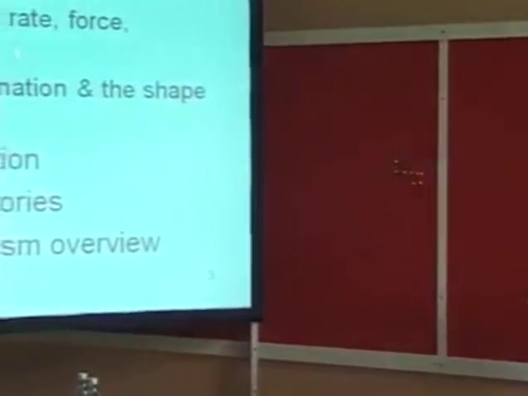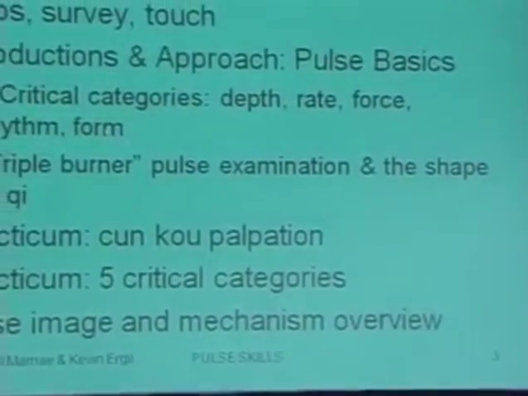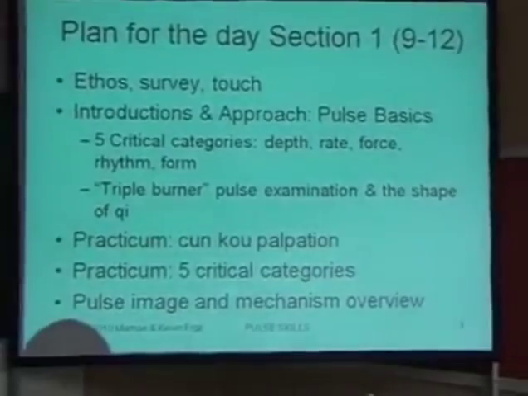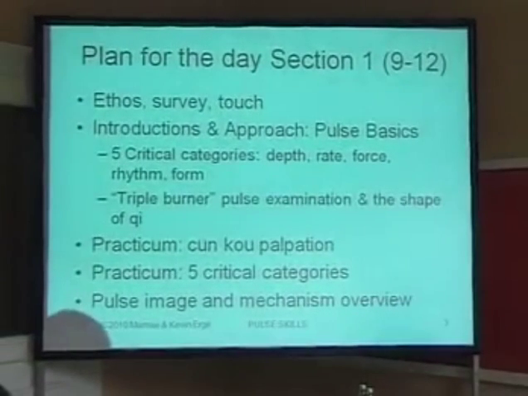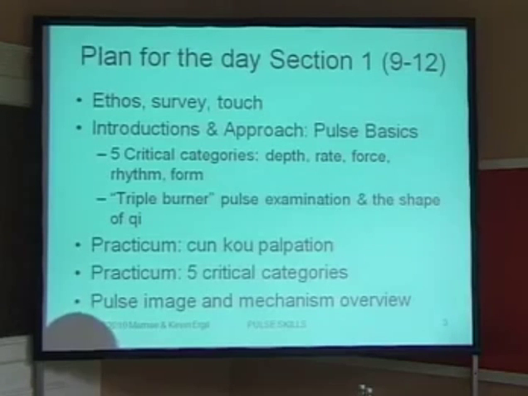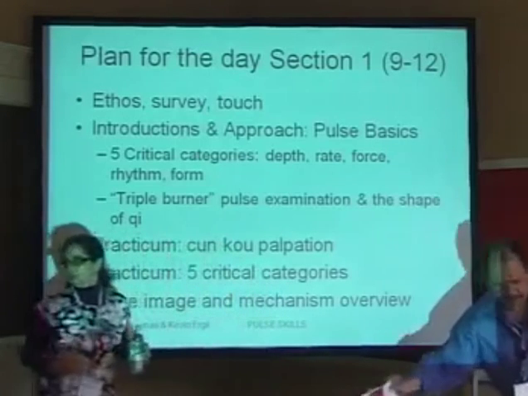So today, we'll dig into 5 critical categories: depth, rate, force, rhythm, and form. And I'm going to show you what is essentially a contemporary model of diagnosis, contemporary in the sense that it's pretty well established by about the 16th century or so. So in that sense, it's a little modern. Very much what's being used in the mainstream today.